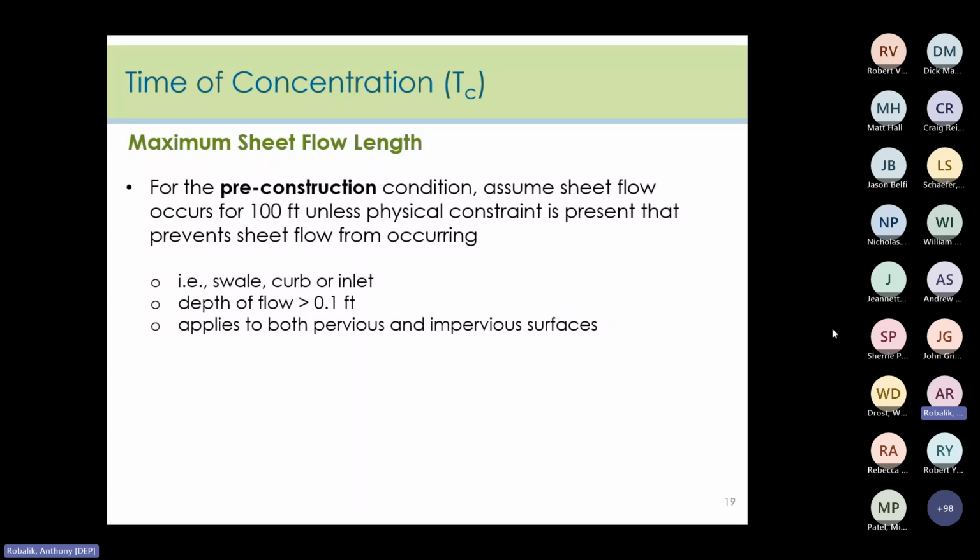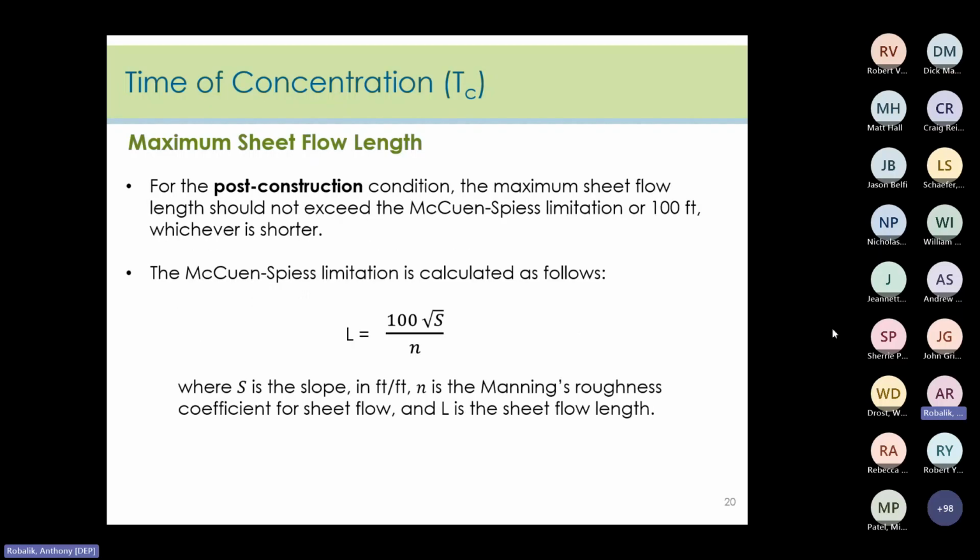Chapter 5 also changes the maximum sheet flow length in accordance with the NEH Chapter 15. For the pre-construction condition, assume sheet flow occurs for up to a maximum of 100 feet, unless there is something physically in contact with the flow of stormwater runoff, such as a swale, curb or inlet, to prevent sheet flow from occurring. And that's by increasing the depth of flow in excess of 1/10 of a foot. And it's regardless of whether the surface is impervious or pervious. So if the site conditions only create 75 feet of sheet flow, use 75. But to repeat, the max value is 100 feet.